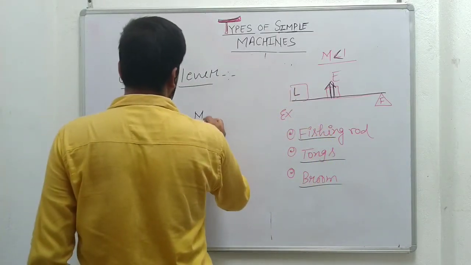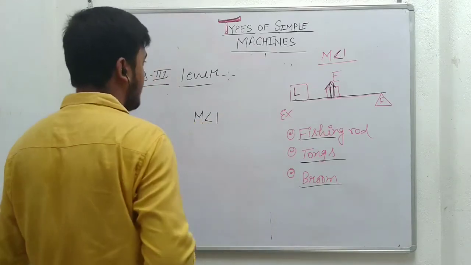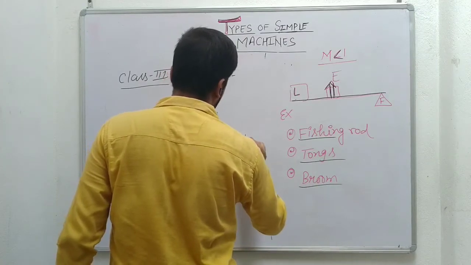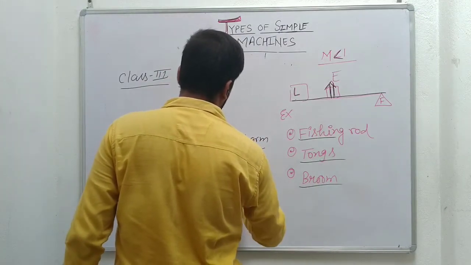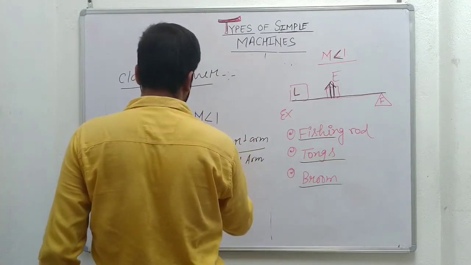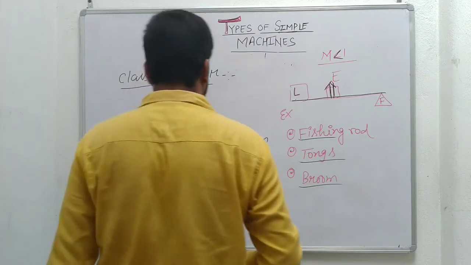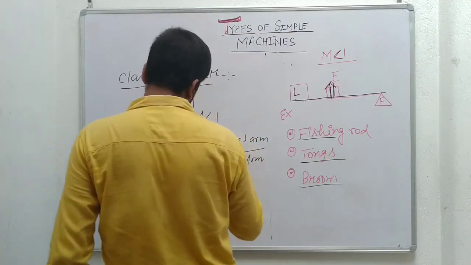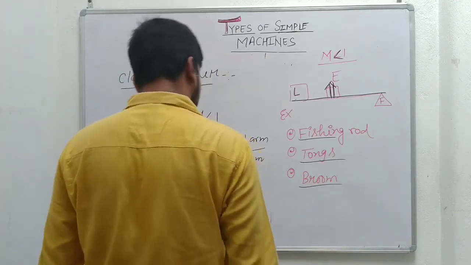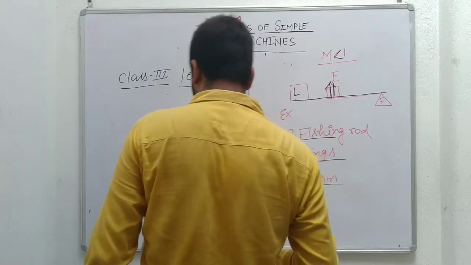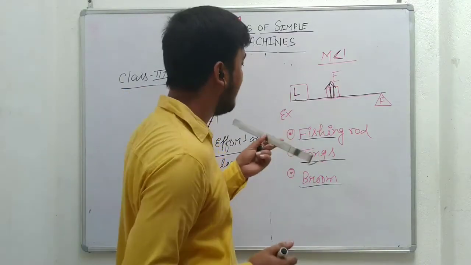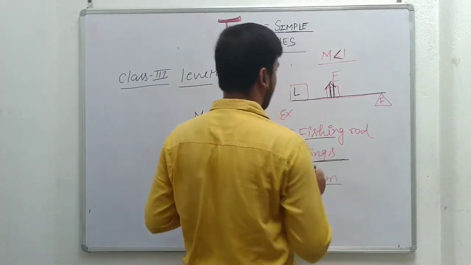Mechanical advantage less than 1 means, we know that effort arm upon load arm is the formula of mechanical advantage. So if the value of load arm is greater and the value of effort arm is less, mechanical advantage will be less than 1. In this case we have one more example. This is the example of class 3 lever, tongs.